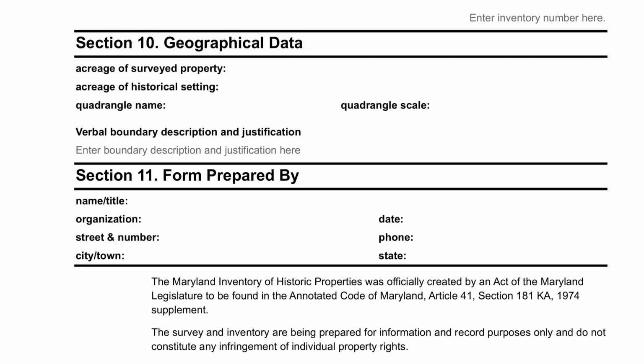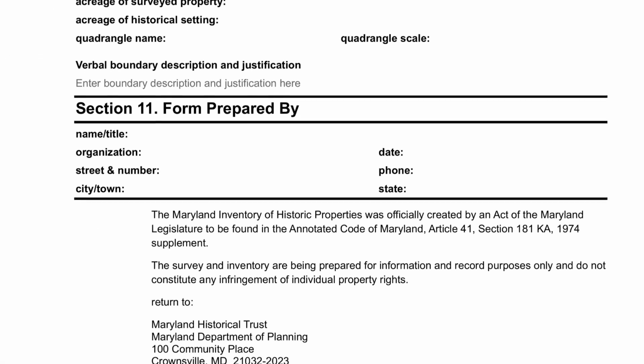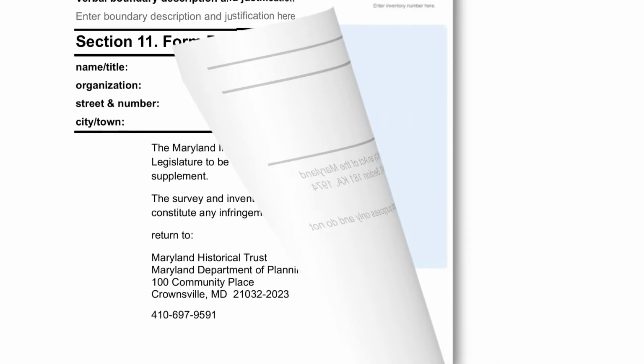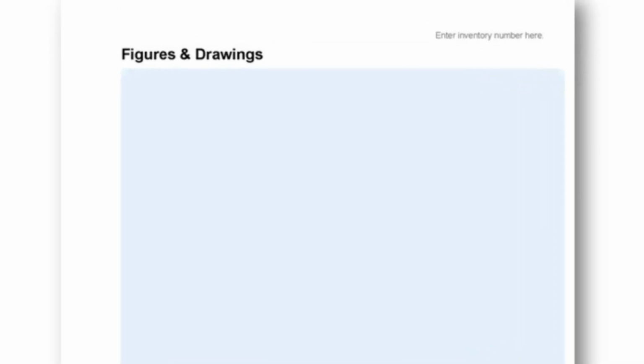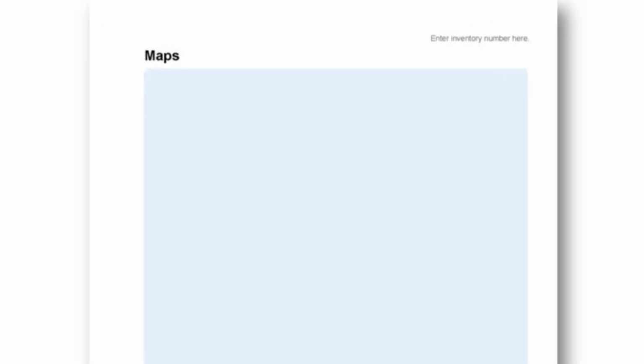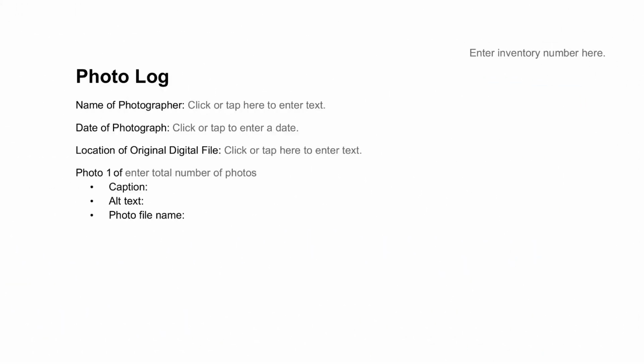These sections define the property boundaries and identify the preparer. Figures and drawings are optional. When included, they must be clearly labeled. If figures are not provided, this page should be deleted. Include a map locating the property on the USGS topographic quadrangle and a parcel map showing the exact boundary of the surveyed area. The photo log documents each image included in the form.